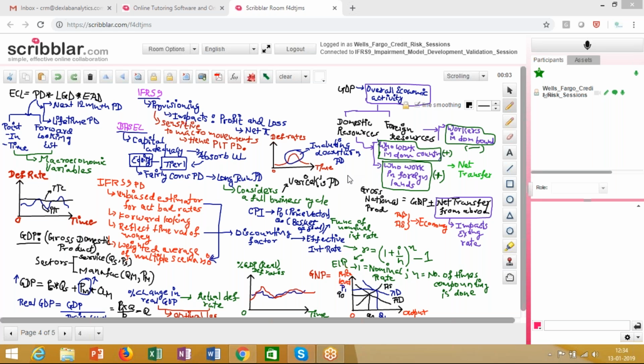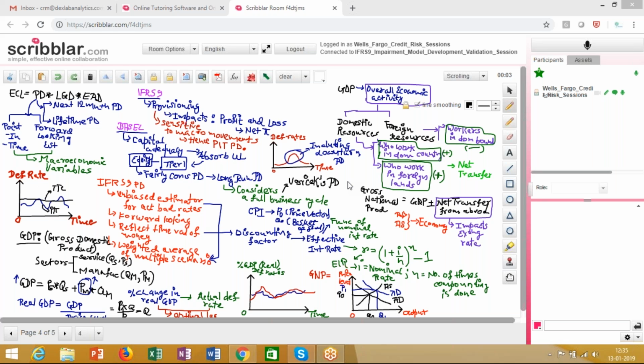So in this regard, we want to talk about the key macroeconomic variables which would impact the PD estimate. And when I talk about that, we talked about the gross national product. We talked about the GDP, right? Once we talked about the GDP, we saw that generally we look into the percentage changes or the rate of change in GDP.